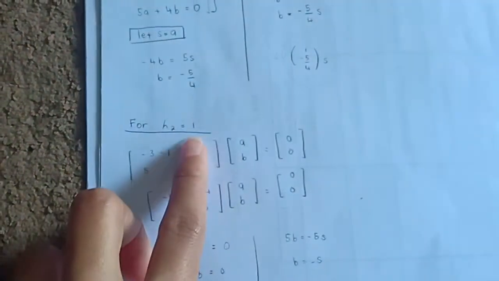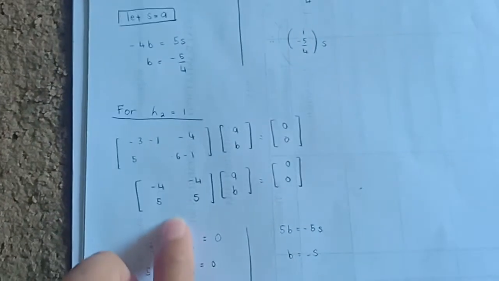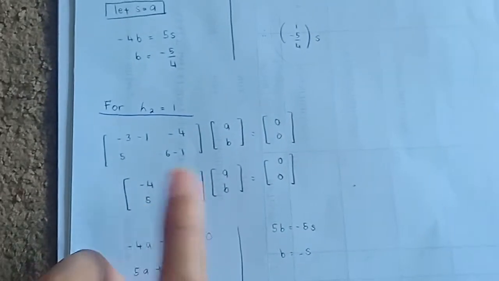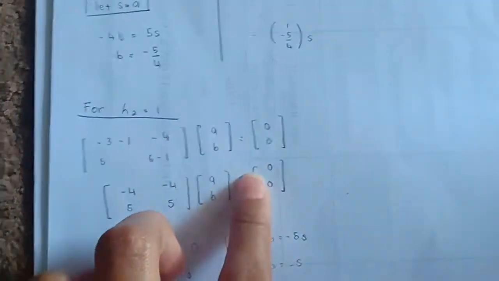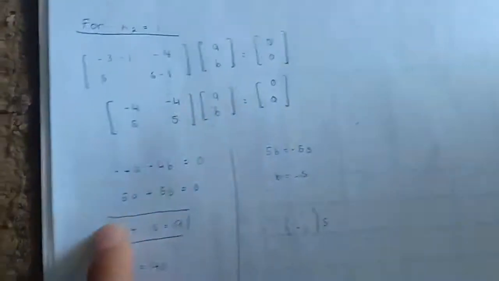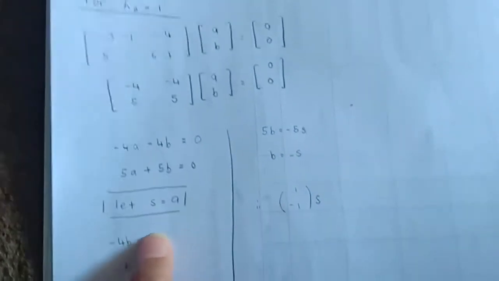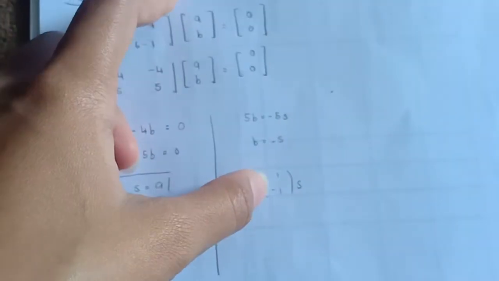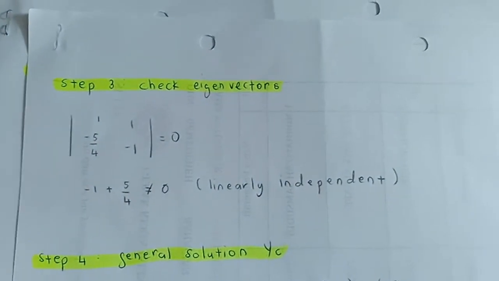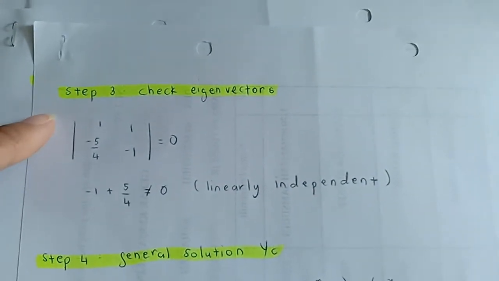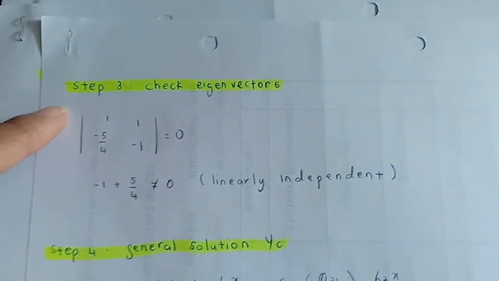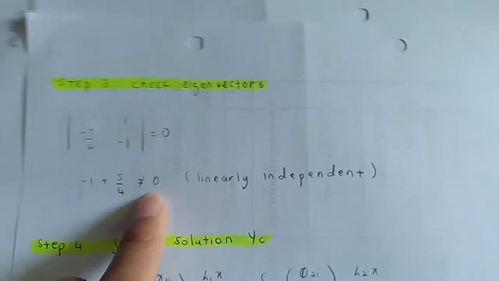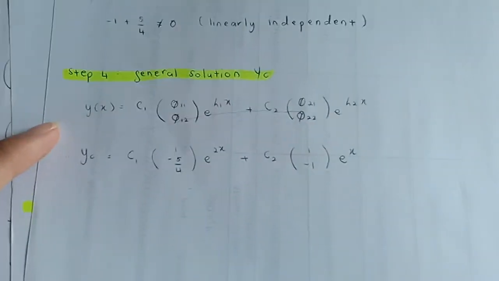I substitute lambda 2 equal to 1 here, and I get negative 4, 5, 5, 5, times A, B, equal to 0, 0. Also I let S equal to A, and I get 1, negative 1 S. We proceed to step 3, we check the eigenvectors. We have to check whether the eigenvectors are linearly independent or not. Since the determinant is not equal to 0, it means they are linearly independent, so we can proceed to the next step, which is the general solution yc.